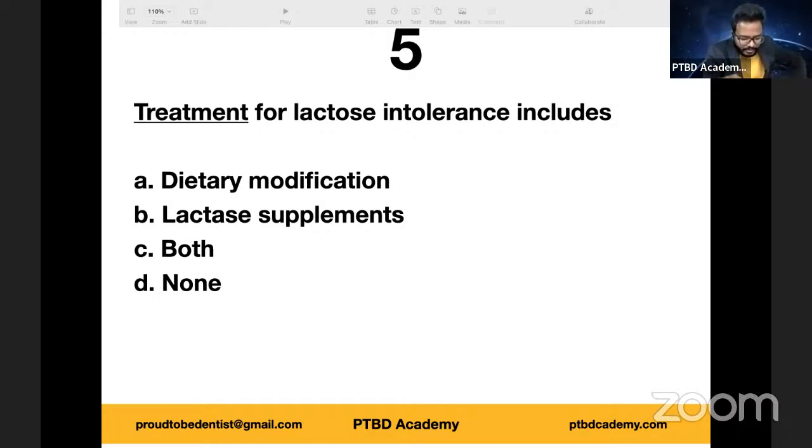So let me review some information. Management of lactose intolerance. Obviously, if it is secondary lactase deficiency, we should try to correct the underlying pathology. That's understood, right? Also, there is something called dietary modification, as we have been discussing. So eliminating or reducing lactose containing products improves the symptoms of the disease.